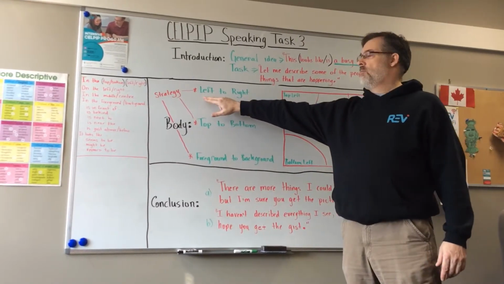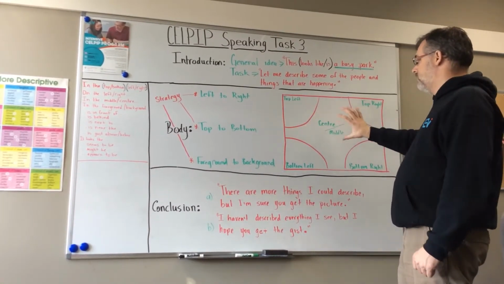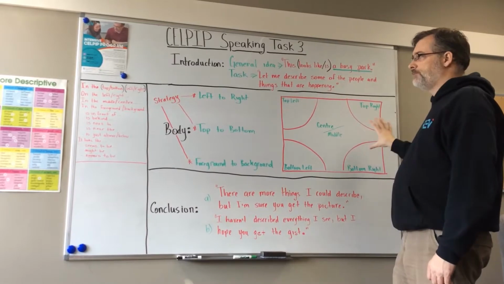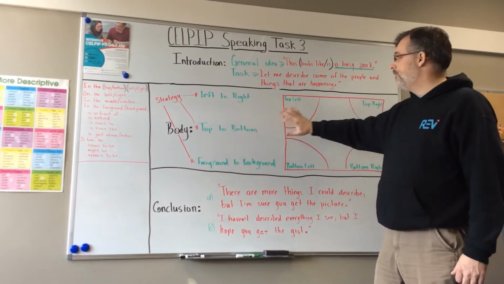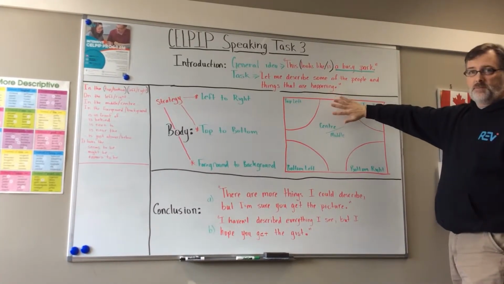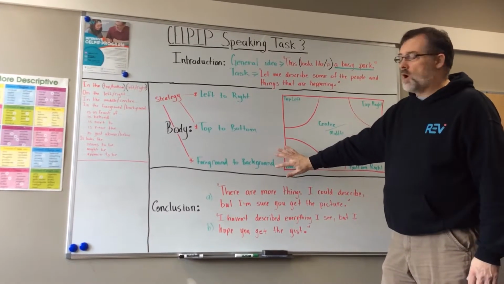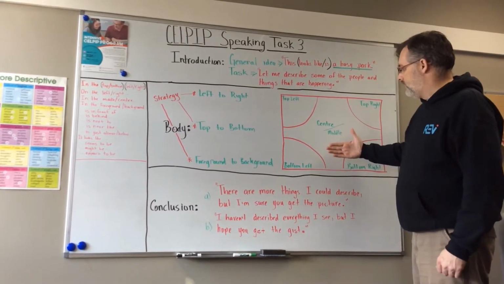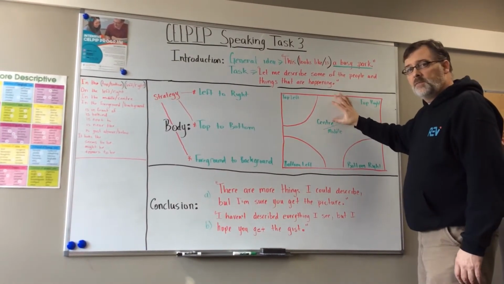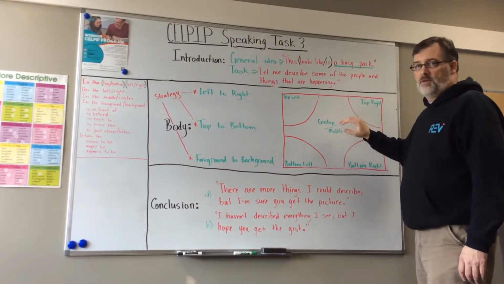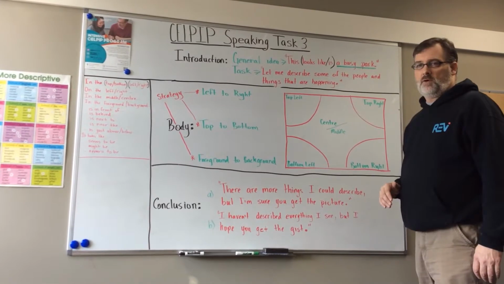You can go from left to right, which means you start on the left and you go to the center and then over to the right. You can also go from top to bottom. So beginning up here in this part of the picture and working your way down. Or you can go foreground to background, and that means there are things that are happening in this part of the picture, and then kind of behind, right, as we see it, there are other things, and you can go from foreground to background, or sometimes background to foreground.